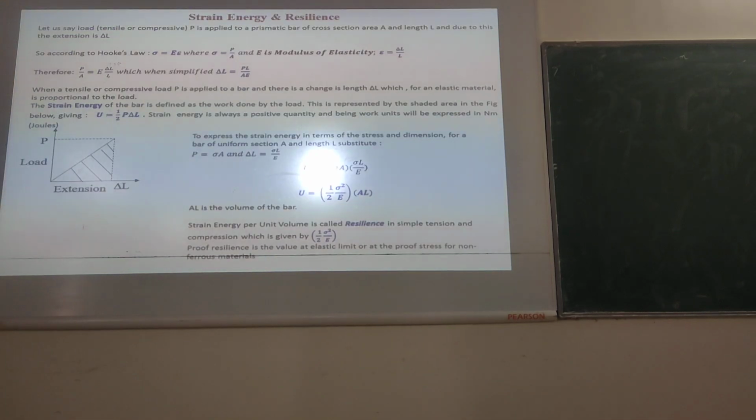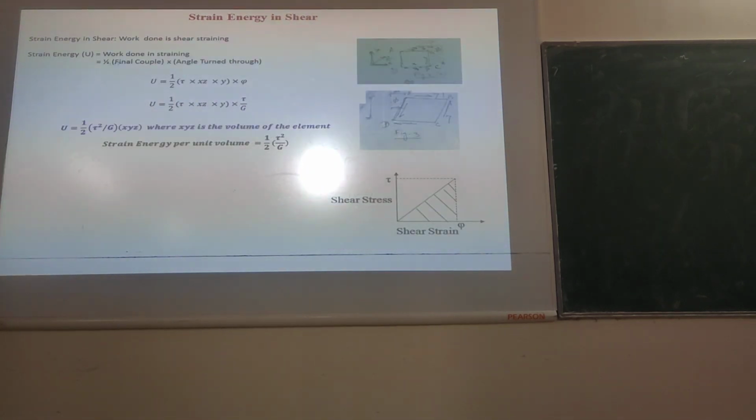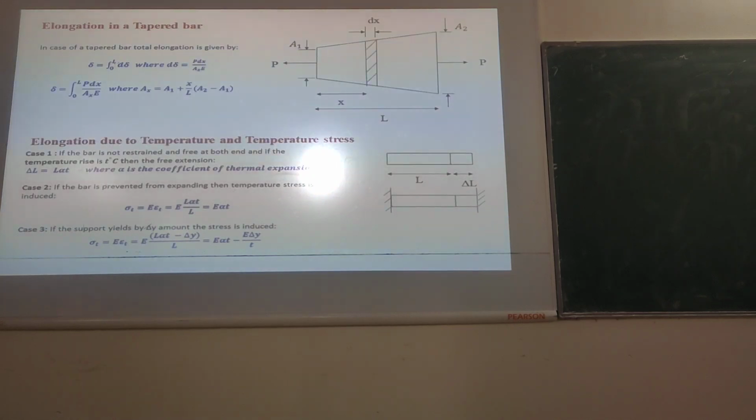And next two things, I have explained strain energy and resilience for direct strain. You please go through strain energy in shear also. Same concept, same thing. Half into sigma square by E you have got. Here you are getting half into tau square by G. Okay, then elongation in tapered bar.